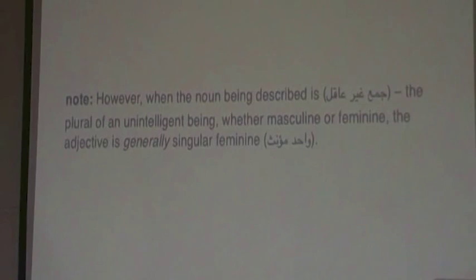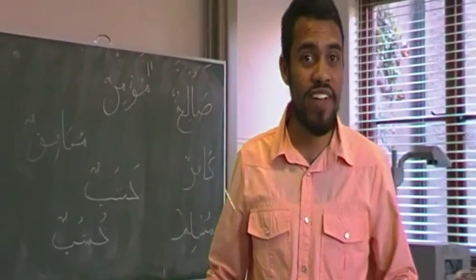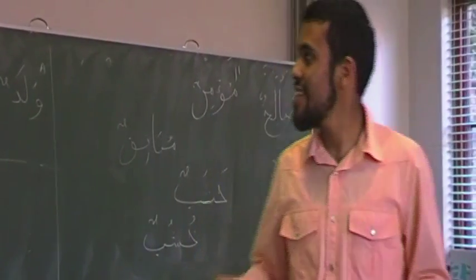Inanimate is not completely true, but we will use inanimate as one way. But sometimes a cat and these things are also animate. So we will use jam'u ghayri aqil. We will use unintelligent. Okay, the plural of unintelligent things.